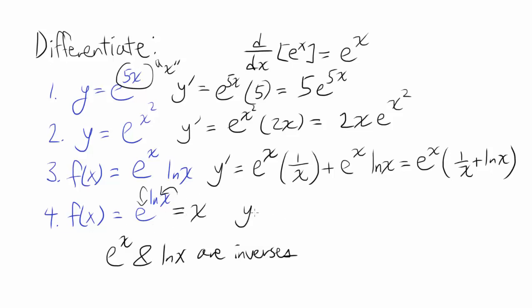So all we are being asked to do is differentiate. Let me actually write f prime of x, since for number 3 too, the function is not y of x, it's f of x. So f prime of x is just going to be the derivative of x, which is 1.